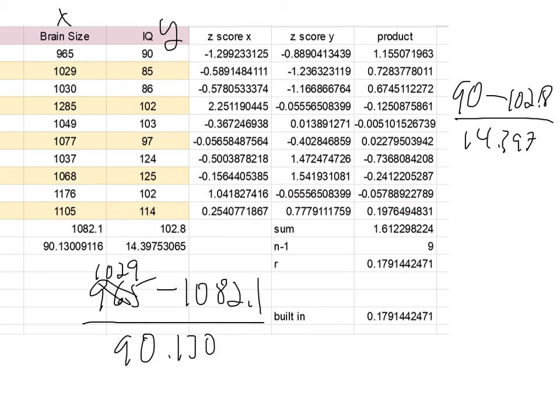Now the next part is you have to find the sum of all those products. So that's what I did. I added up all those numbers, and that gives me the top part of that formula, the sum of the product of the z-scores. And I divide by one less than the number of data points, and that's the correlation. And of course that's what the spreadsheet's telling me the correlation is with the built-in function. So I know I didn't make a mistake. And that's what it is by hand.